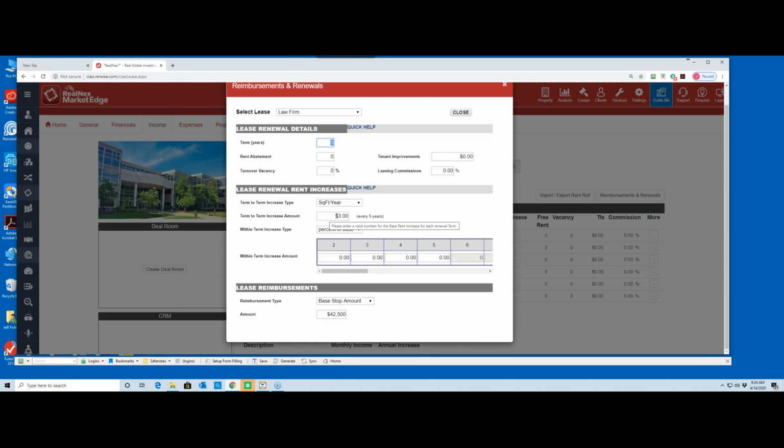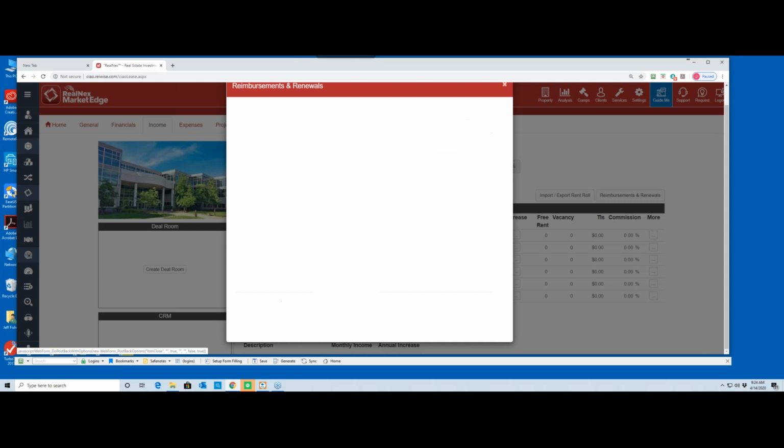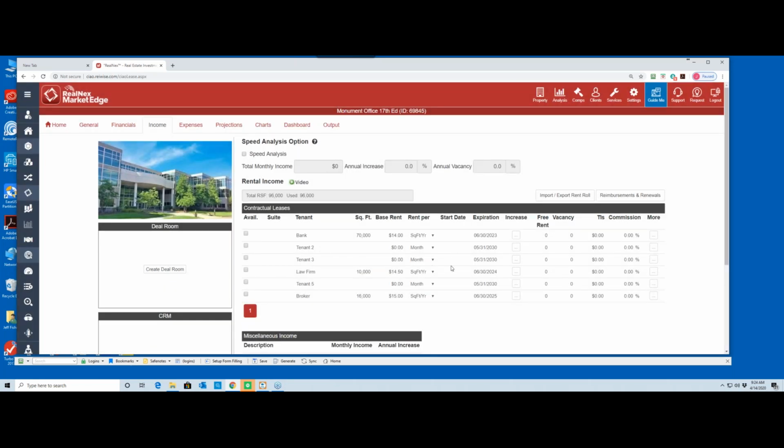The law firm in this case is going to jump up by $3 per square foot when that lease comes up for renewal. And then when we go to the broker, they're going to jump up also by $3 per square foot. But they're at a higher base rent to begin with, so actually their rent when the lease comes up for renewal is going to be a little bit higher. Okay, so we've talked about the income that we're going to have from each of the tenants and what's going to happen when those leases come up for renewal.